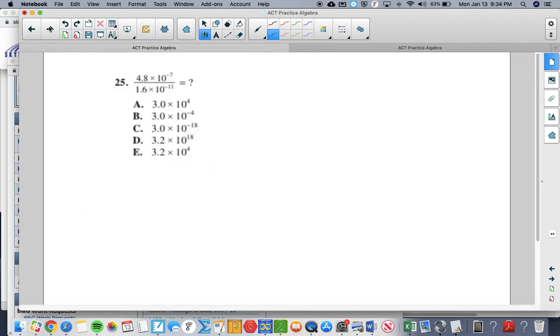See if you remember this from Algebra 1. We'll review this in Algebra 2, but I'm not sure it's going to happen before the ACT for your juniors. So here, you're dividing these values. You take the numbers and divide them: 4.8 divided by 1.6. When you do that, you get 3. But it's going to be times 10 to whatever the difference of the exponents is.